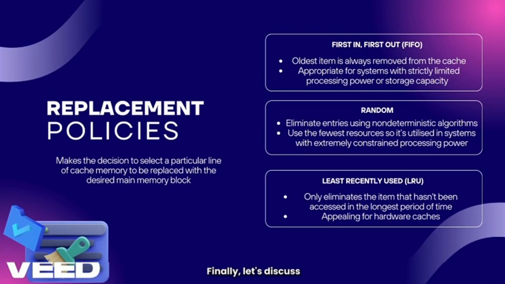Finally, let's discuss replacement policies. These determine which cache block to replace when the cache is full. First in, first out, FIFO, removes the oldest block in the cache. This is easy to implement and ideal for systems with strict limitations. Random replacement removes a block randomly. It uses the fewest resources, so it's used in systems with limited processing power.